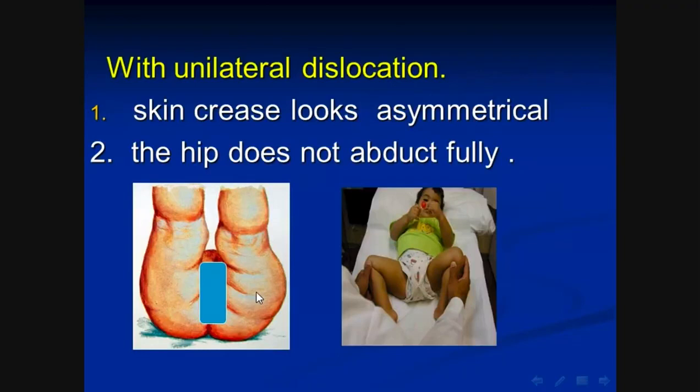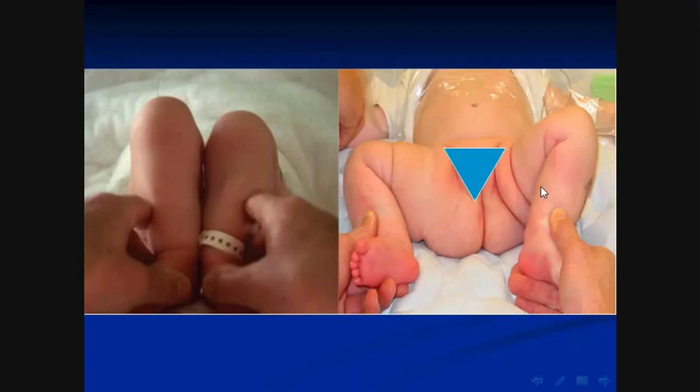But limited abduction is a sign of DDH. Sometimes in bilateral dislocation there is bilateral limited abduction. Movement of the hip joint. As you see here in this picture, there is an increase in the skin fold in comparison to the right side, and also there is limited abduction of the affected side.